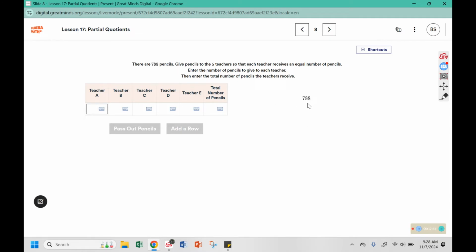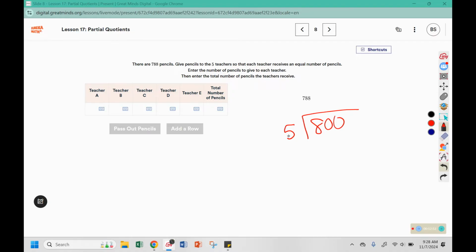So let's approximate again. This is around 800. If I split 800 into 5 sections, it's going to fit around 160 times. But we have less than 800, so it's going to be less than 160. But it should still be at least 100.